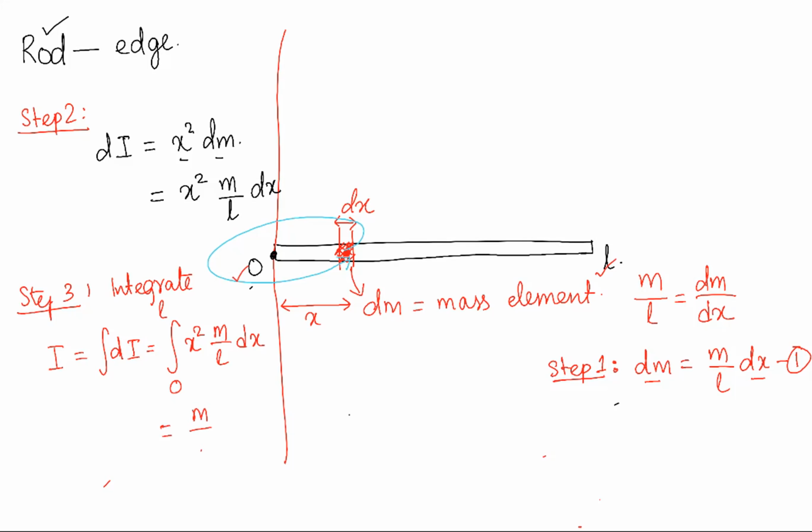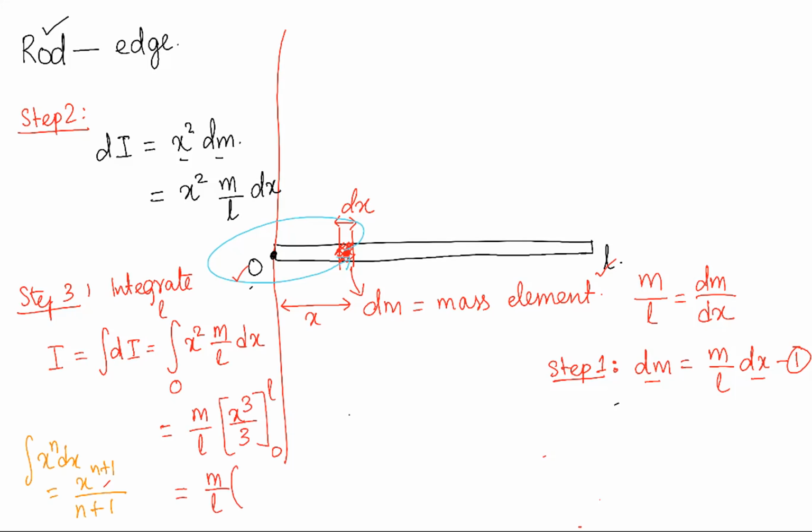M by L बाहर निकल जाएगा because it's a constant. Integration of x square, if you remember, if you have x to the power n, the integration of x to the power n dx is equal to x to the power n plus 1 divided by n plus 1. So we'll apply that logic over here. तो ये कितना हो जाएगा? x to the power 3 divided by 3. What are we integrating? From 0 to L.